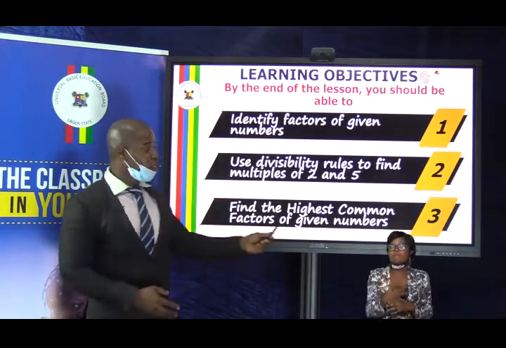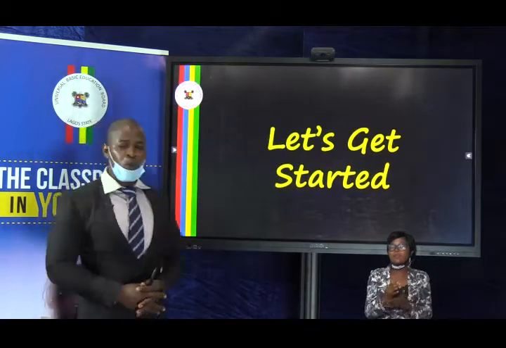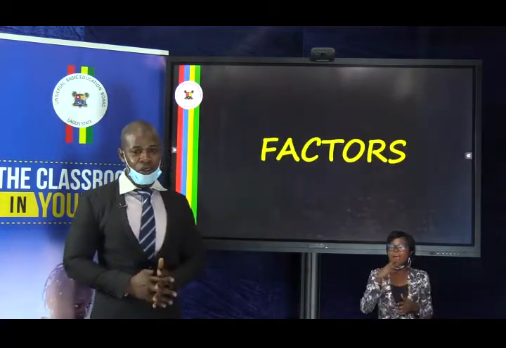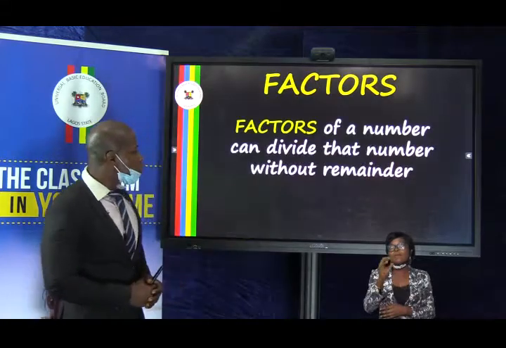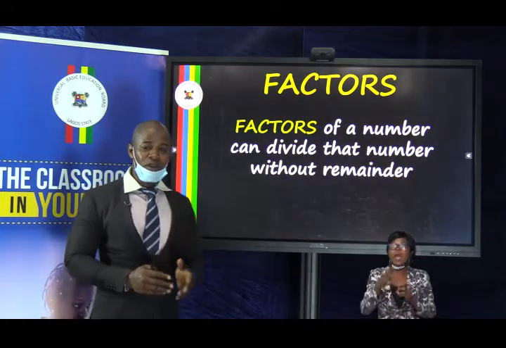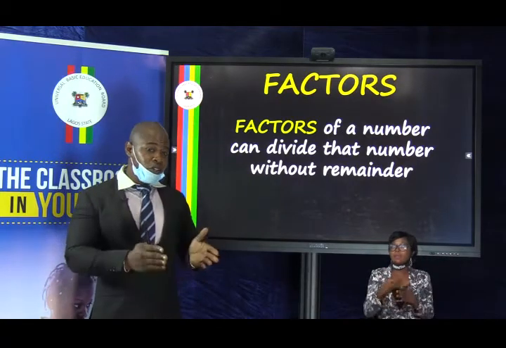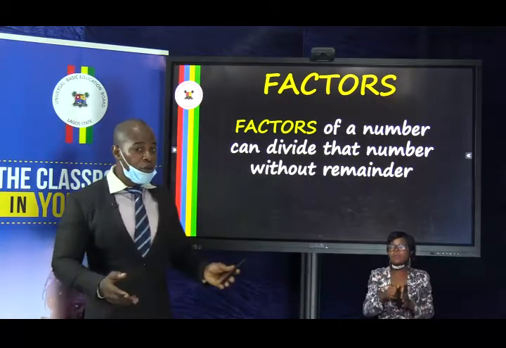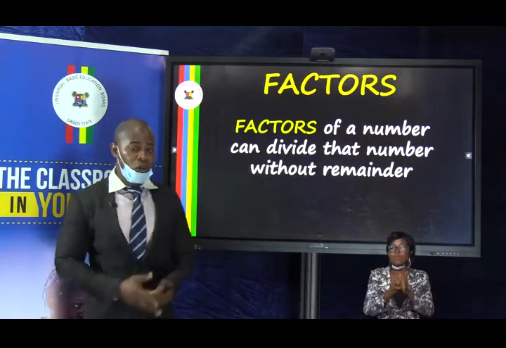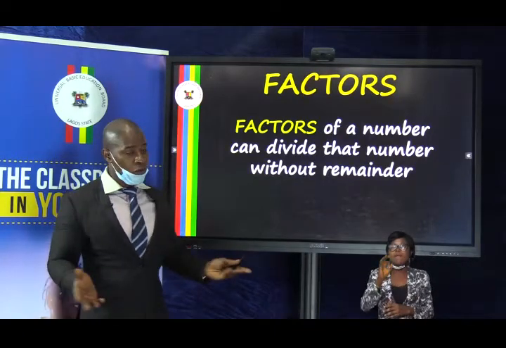So let's get right into it. So what exactly are factors to begin with? Factors of a number are numbers that can divide it without leaving any remainder. Factors of a number can divide that number without remainder. For example, 2 can divide 4. So 2 is a factor of 4.